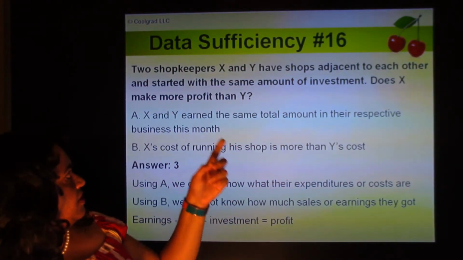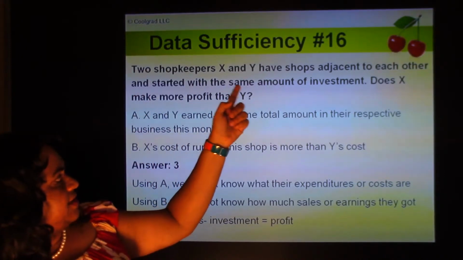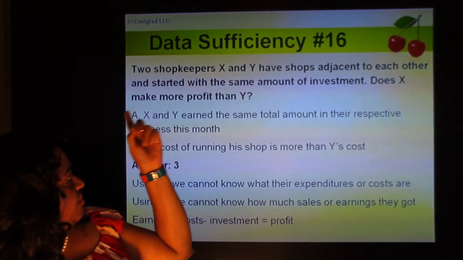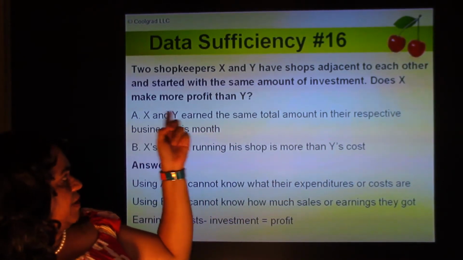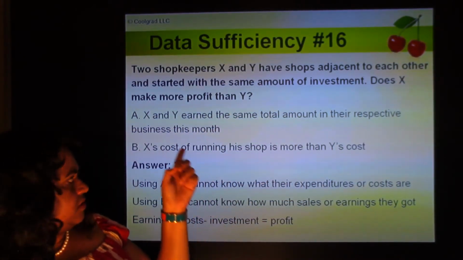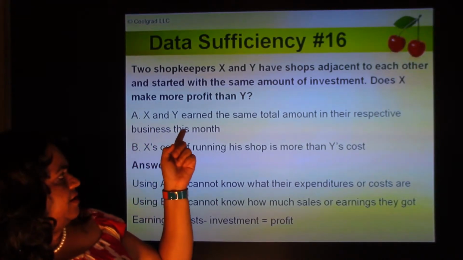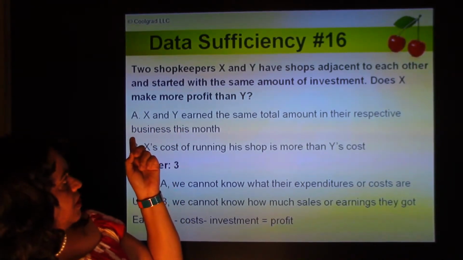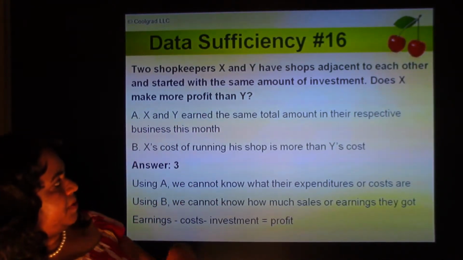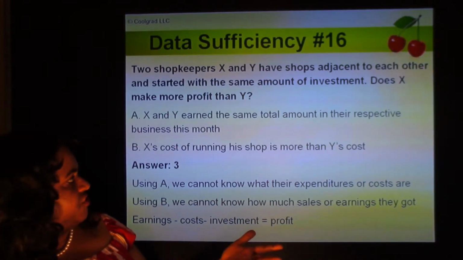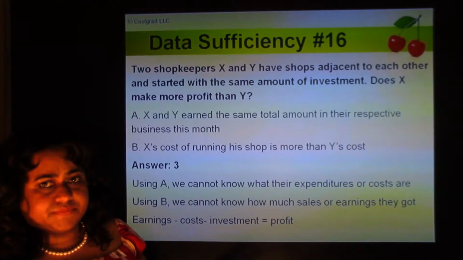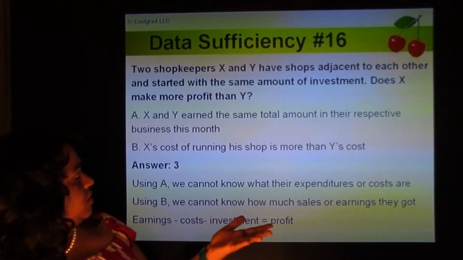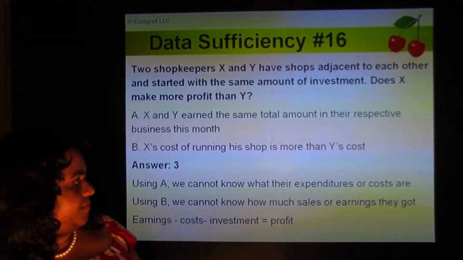Data sufficiency number 16. Two shopkeepers X and Y have shops adjacent to each other and started with the same amount of investment. Does X make more profit than Y? So X and Y earned the same. Statement A. So what do we know? Two shopkeepers X and Y adjacent to each other started with the same amount of investment. So does X make more profit than Y?